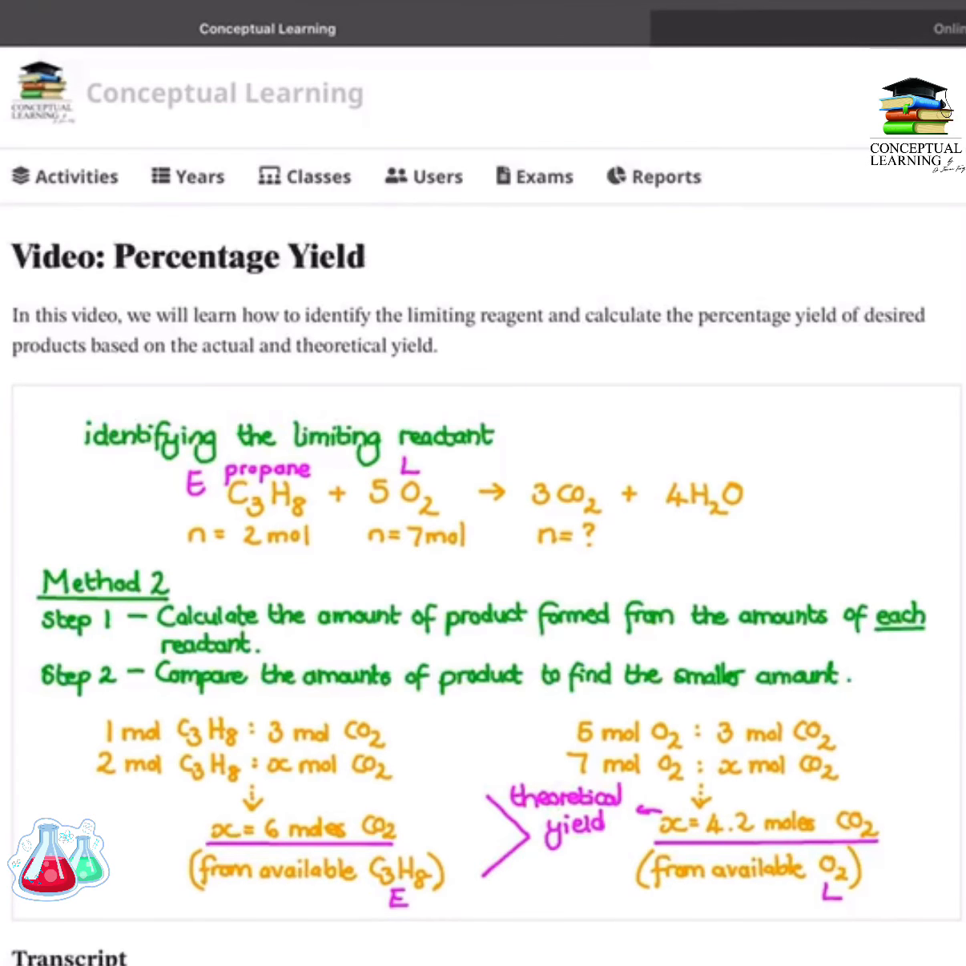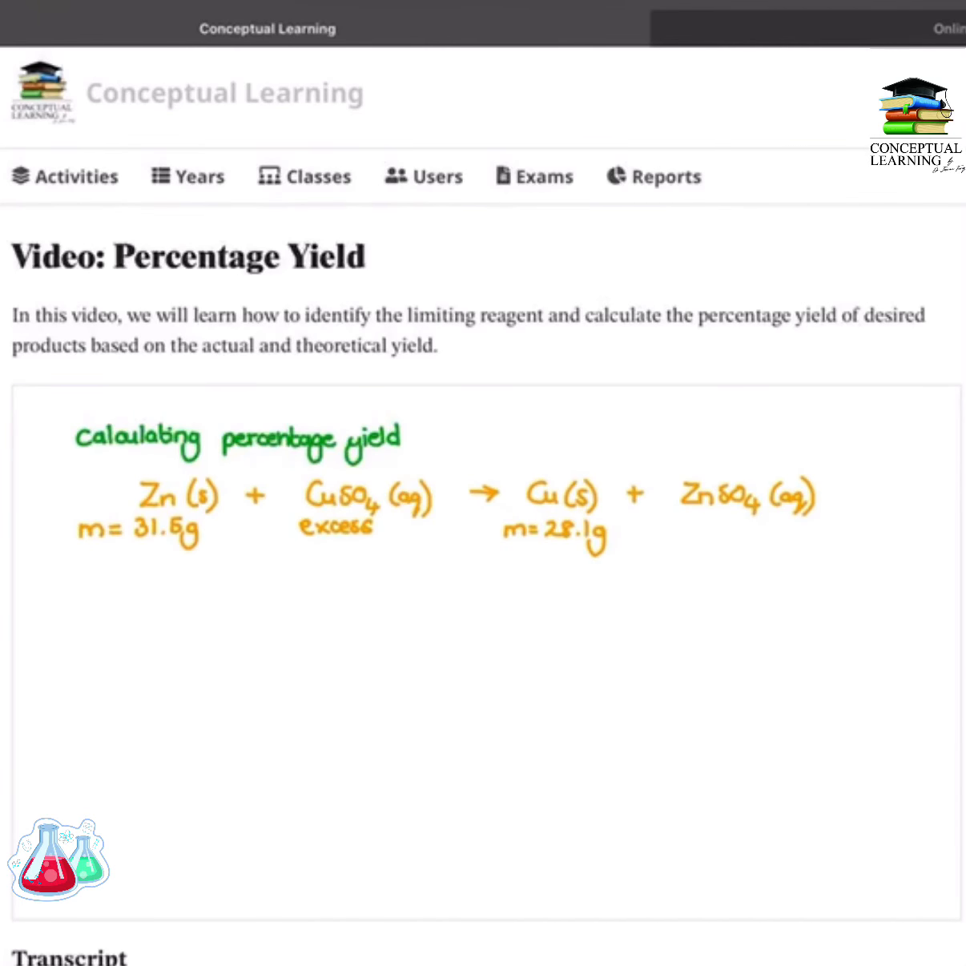So far we have learnt what a limiting reactant is, how to identify a limiting reactant by calculation, and how it can determine the maximum amount of product which can form, in other words, the theoretical yield. Let's now do an example of calculating the percentage yield. The equation shows that 31.5 grams of zinc reacted with excess copper sulfate solution to form 28.1 grams of copper and zinc sulfate in solution.